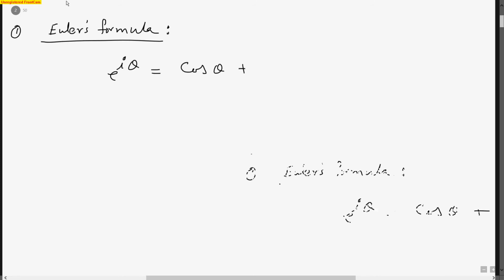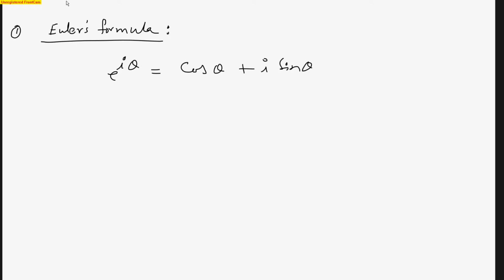Okay, today we are going to learn how to derive or how to prove Euler's formula. What is Euler's formula? e power i theta is equal to cos theta plus i sin theta. This is called Euler's formula. So how to derive this Euler's formula? Let us learn about Euler's formula and how to derive it today.